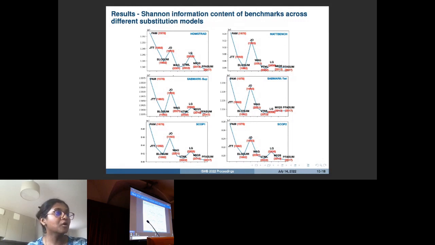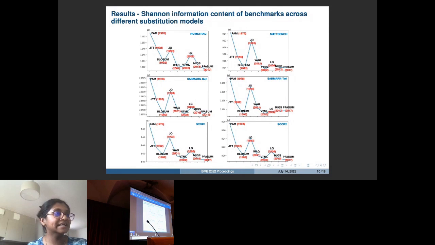But overall, you can see that BLOSUM is performing well across benchmarks still, even if it is from 1992, which is quite a nice observation again, because it's kind of reassuring us that the framework has been able to identify the performance of a widely used matrix series such as BLOSUM.